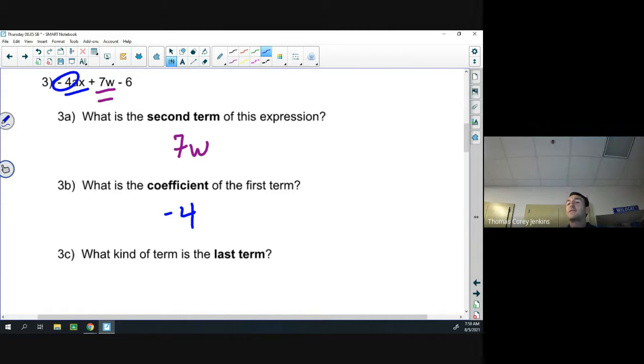And then what kind of term is the last term? So one of the words we just used, I'll give you a second to write it down. One of the words we just filled in the blank. So what's the last term called? Anybody got it for me? Constant, right? So we're talking about -6. Since there's no variable part, we call that a constant.